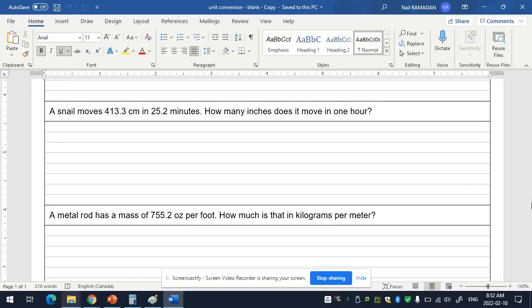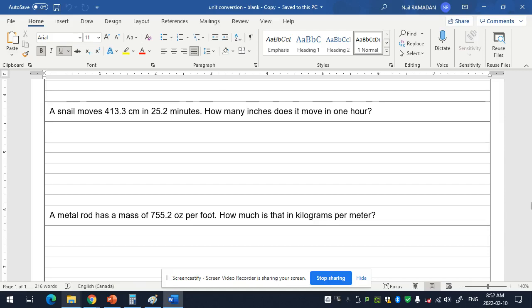A snail moves, I have no idea if that's true, 413.3 centimeters in how much time? 25.2 minutes. Okay. By the way, how many sig figs for the first value? 4. How many sig figs for the second value? So definitely we're going by how much? We're going by the weakest, lowest link, which is 3.